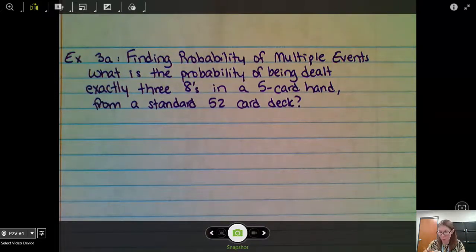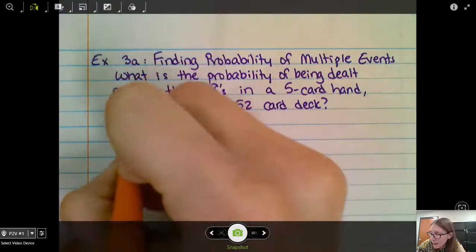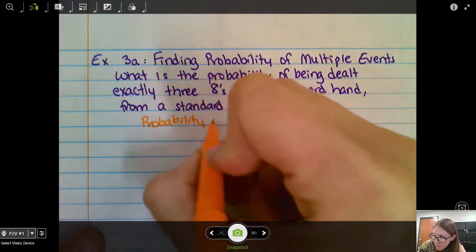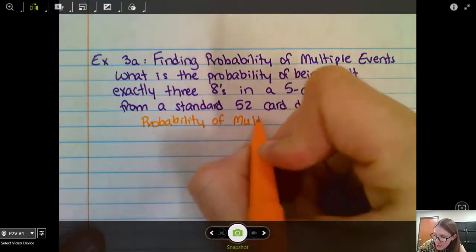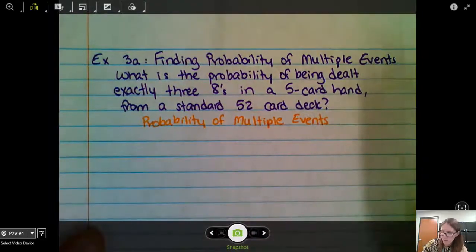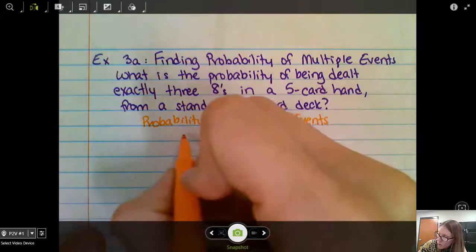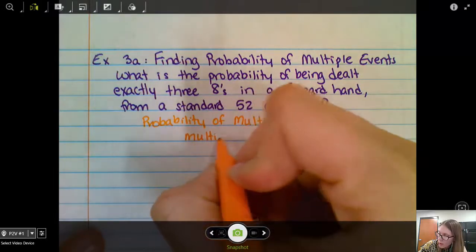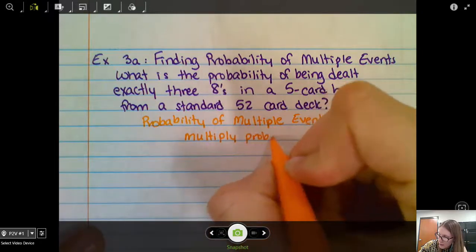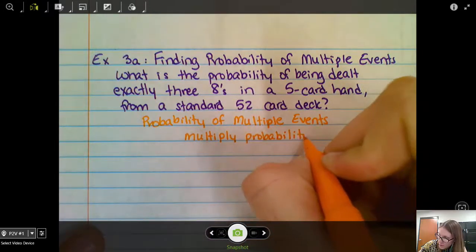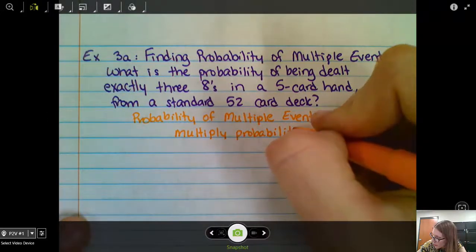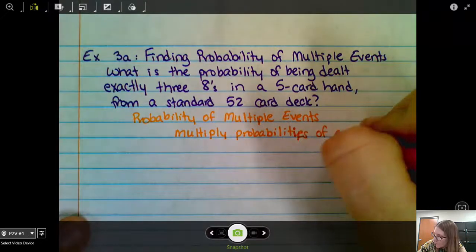All right, so first of all, before we get started with this, when we are finding the probability of multiple events, we want to multiply the individual probabilities. So multiply the probability, or the probabilities of each event happening.